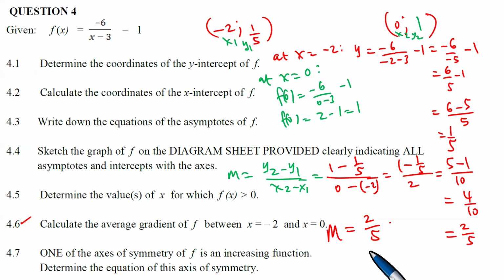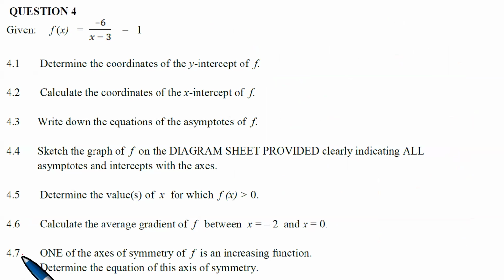So the average gradient is 2/5. Right. Let's look at 4.7. One of the axes of symmetry of f is an increasing function. Determine the equation of this axis of symmetry. How do we start? Quickly, anyone? One of the axes of symmetry is what?